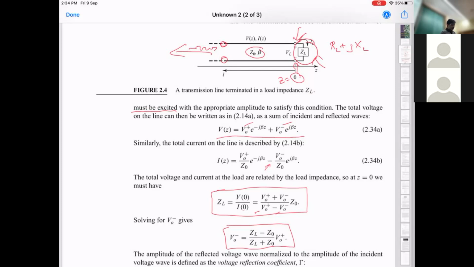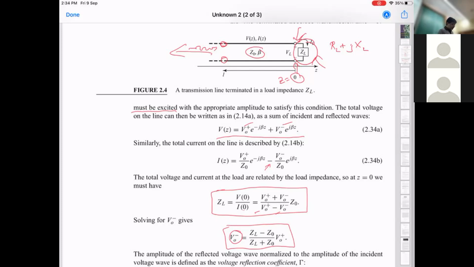But what we are really interested in, because ZL and Z naught are all fixed, and V naught plus is what we have imposed on it, is computing the reflected wave amplitude, which is this V naught minus. And that is just given by this factor, ZL minus Z naught over ZL plus Z naught, times V naught plus. Now again, this form of expression, R1 minus R2 over R1 plus R2, is something you have seen a lot in voltage dividers and other things before.